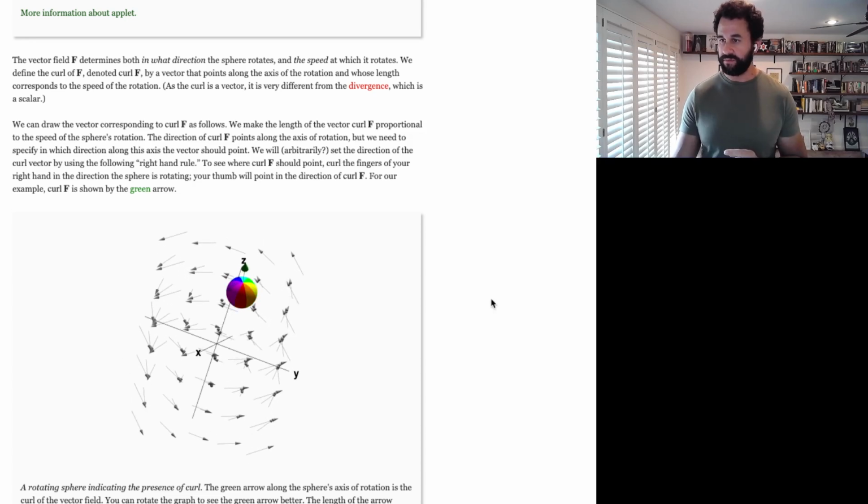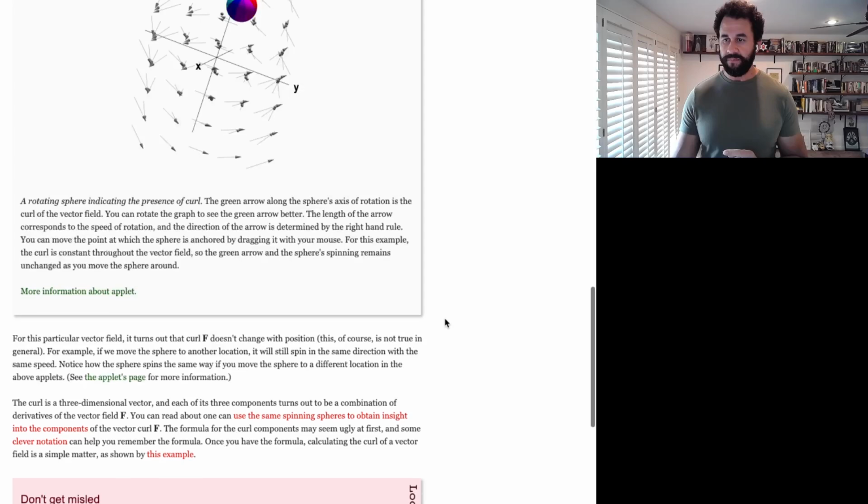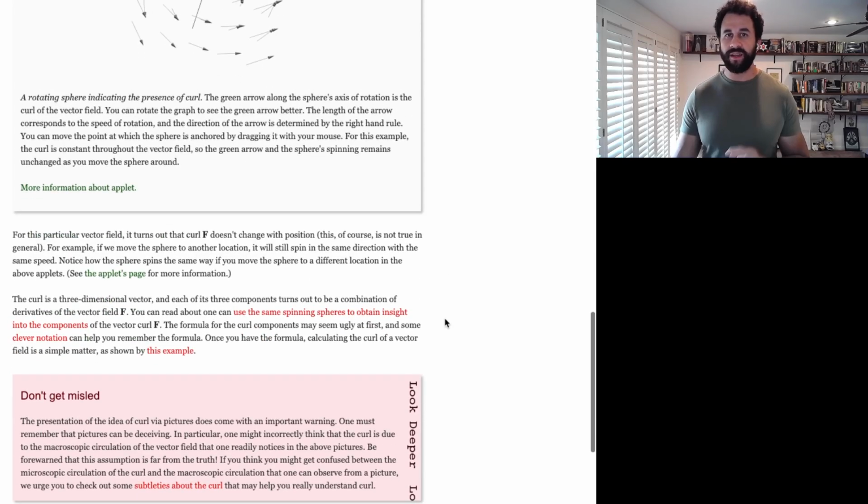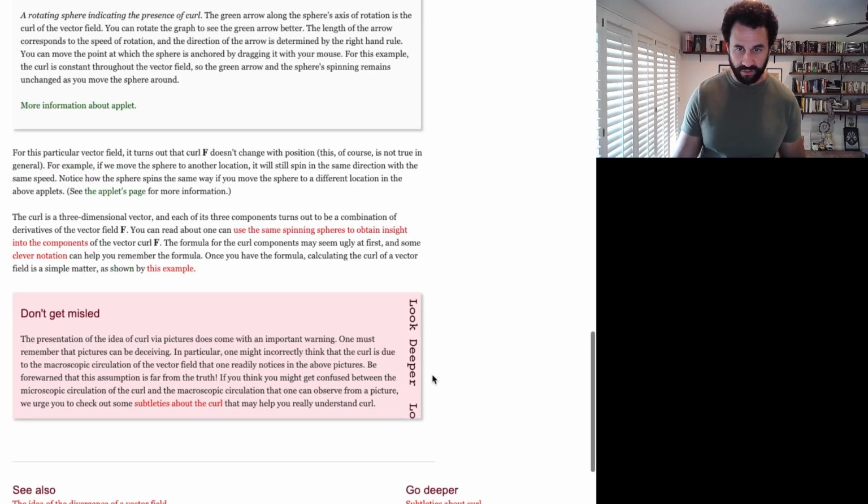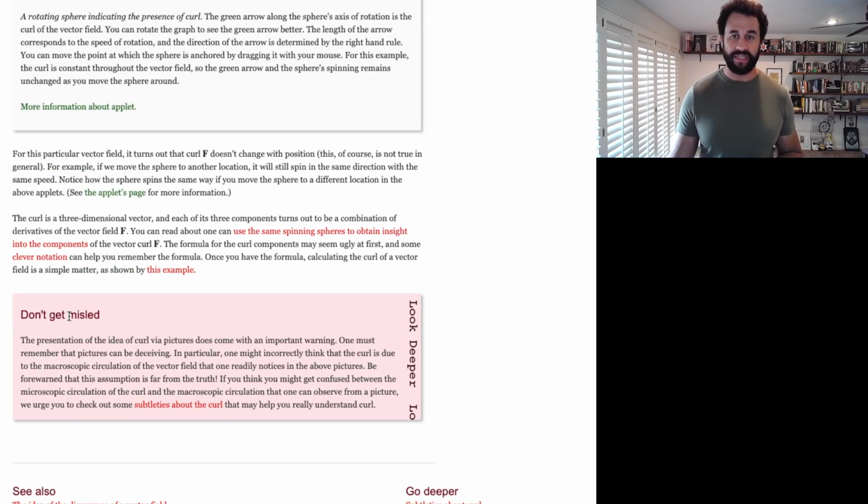All right, scroll down here. There we go. However, there is one caveat here. Curl is not so simple as, oh, if I see a rotation or a macroscopic circulation, then I must have microscopic circulation. So there's this whole bit down here, scroll down, about not getting misled.